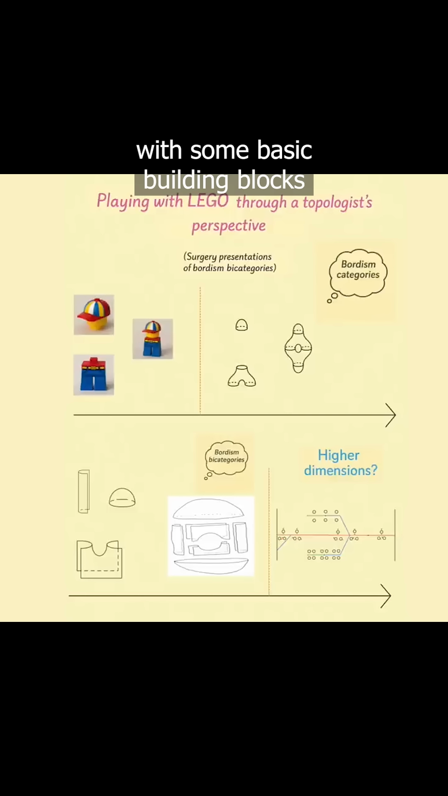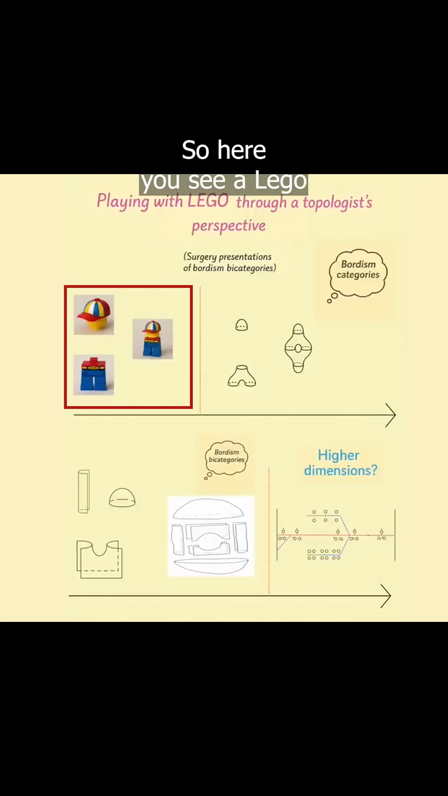You start with some basic building blocks and you stack them together to create whatever your imagination comes up with. So here you see a Lego pair of pants and the Lego cap that for no obvious reason I decided to just glue together to get something.